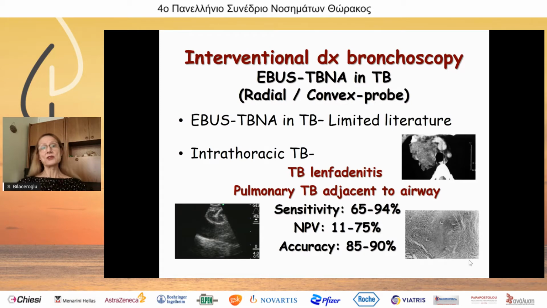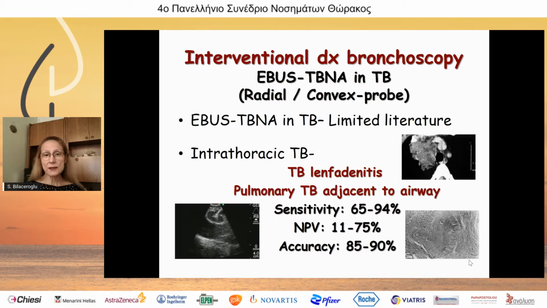Let's come to interventional diagnostic bronchoscopy. We can use EBUS-TBNA in diagnosing tuberculosis by using radial probe or convex probe EBUS. However, the literature in this area is increasing but still relatively limited. We can use EBUS-guided TBNA in tuberculous lymphadenitis, but also in pulmonary TB, which is a conglomeration or a tuberculoma, a nodule, or a mass that is adjacent to the airway.